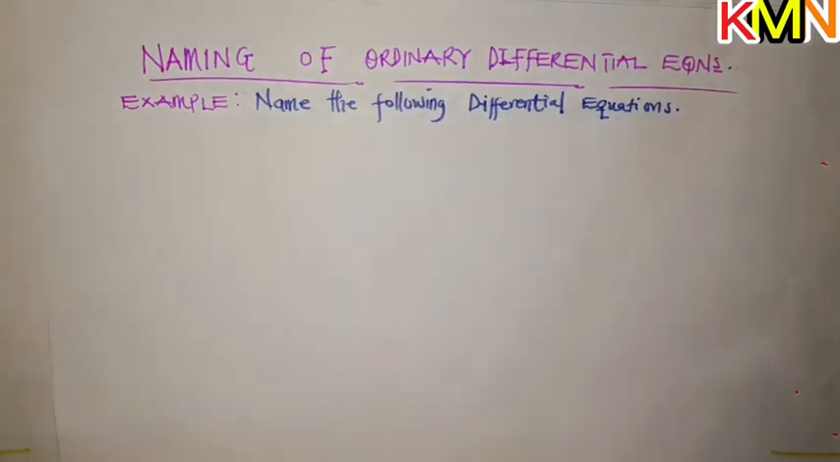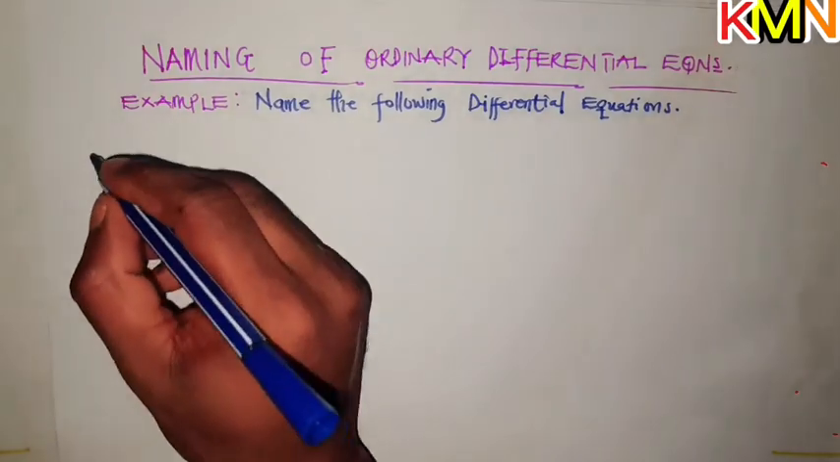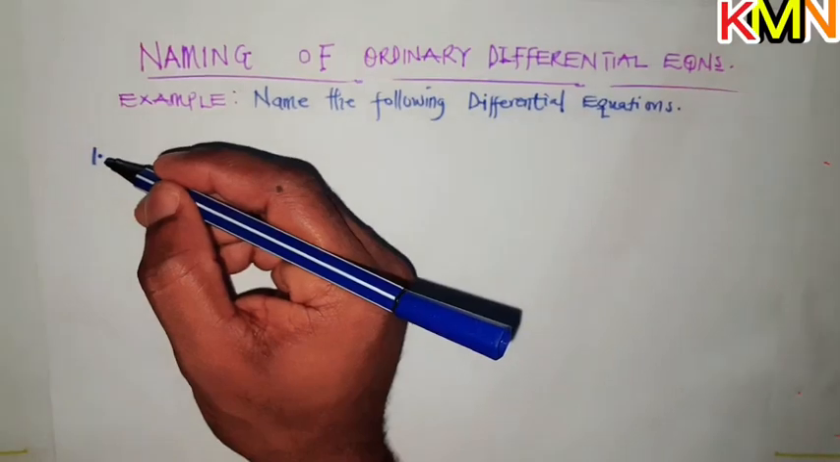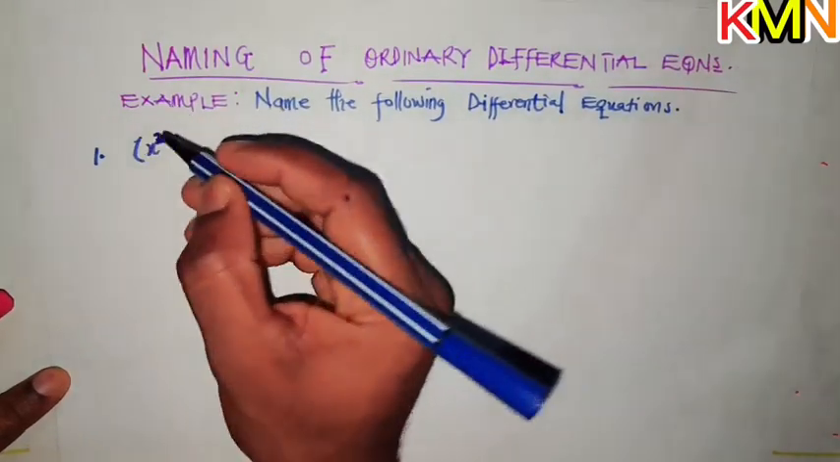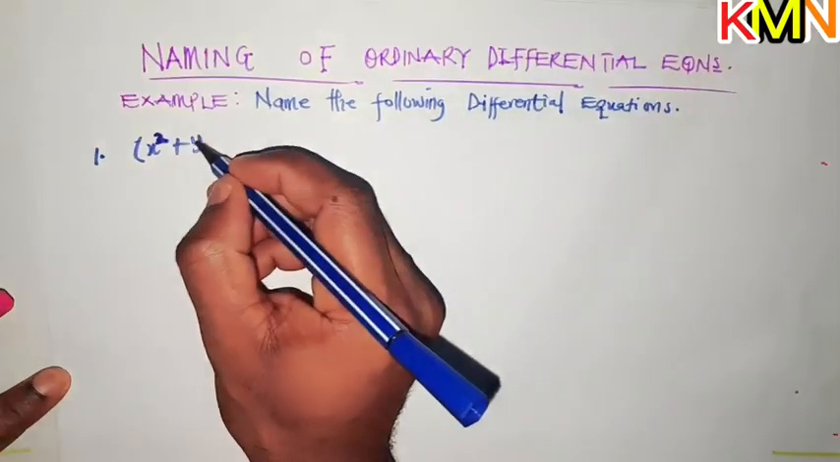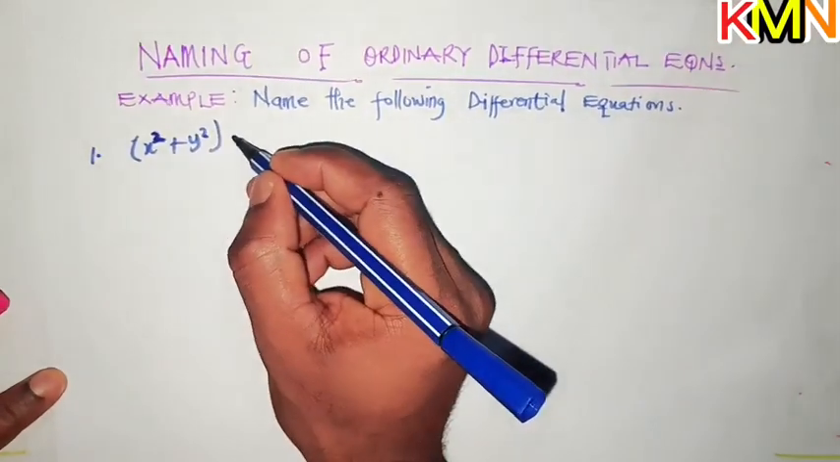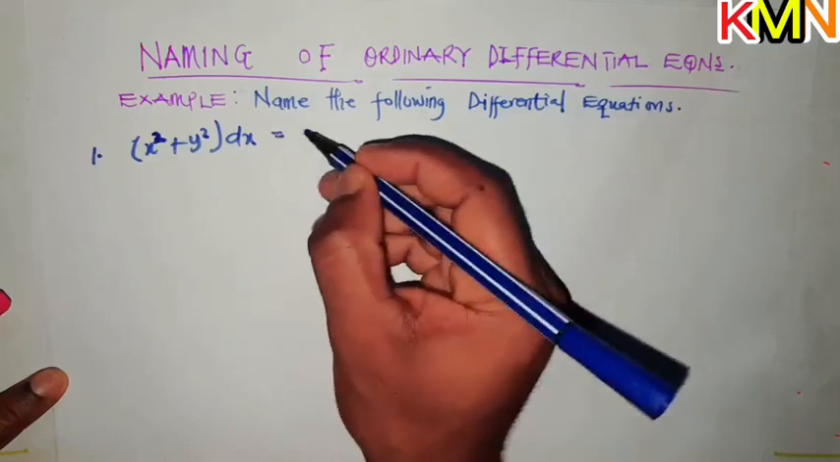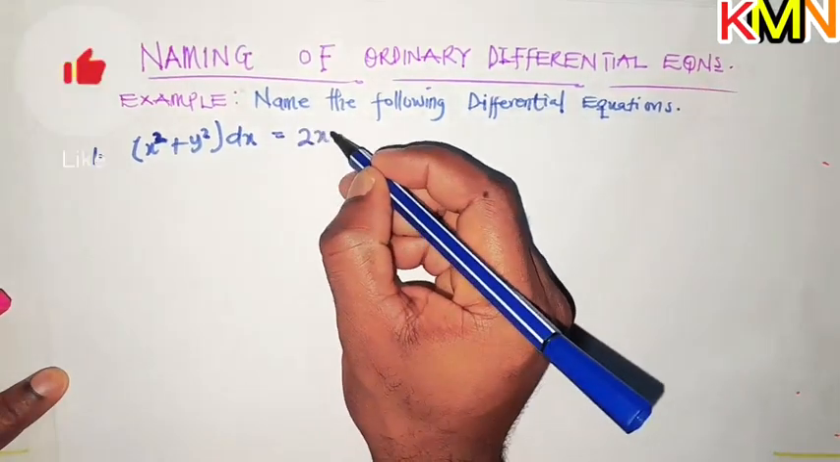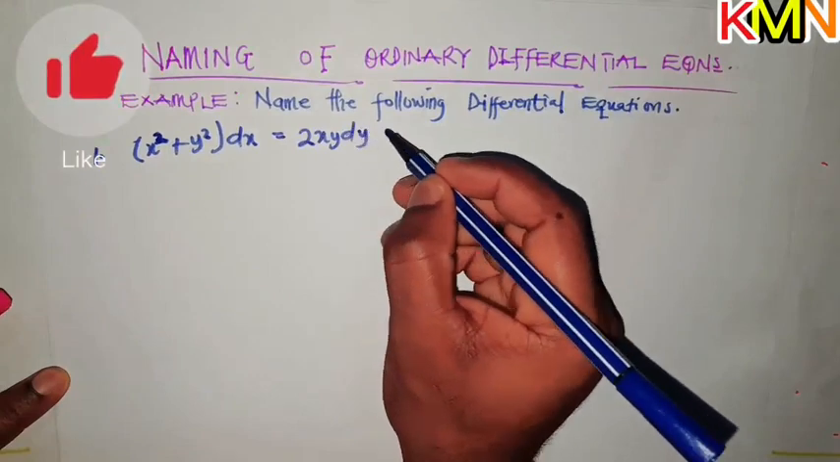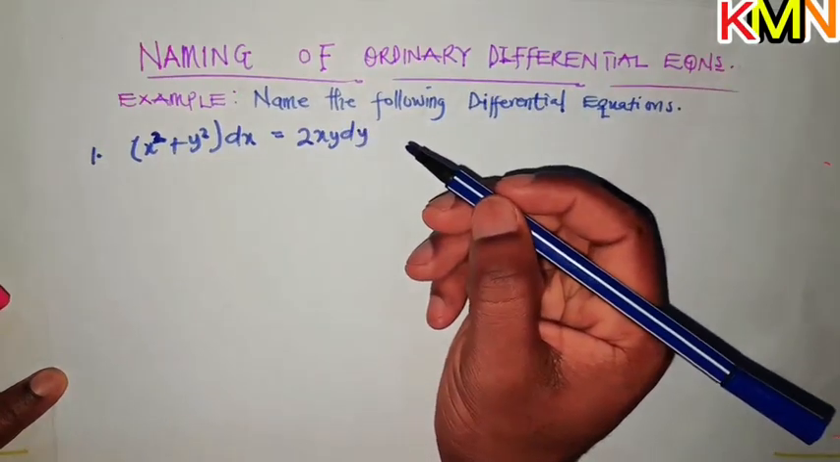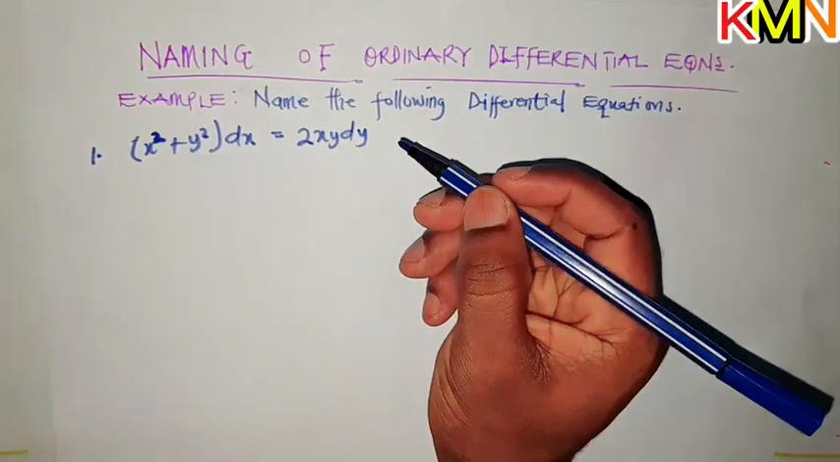The example here says, name the following differential equations. So the first differential equation that we're going to consider is (x squared plus y squared) dx equals 2xy dy. So this is what we have over here. We need to name this differential equation.